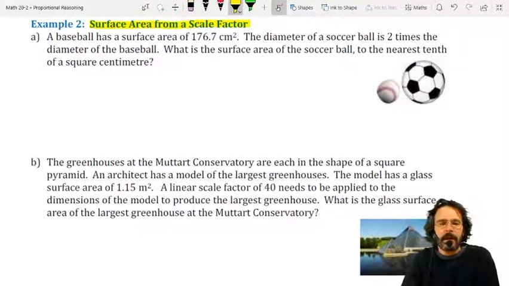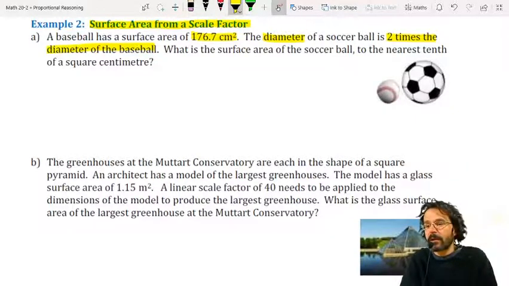In A, a baseball has a surface area of 176.7 square centimeters. The diameter of a soccer ball is 2 times the diameter of the baseball. What is the surface area of the soccer ball to the nearest tenth of a square centimeter?